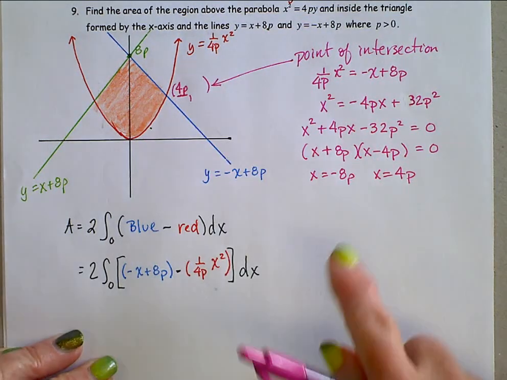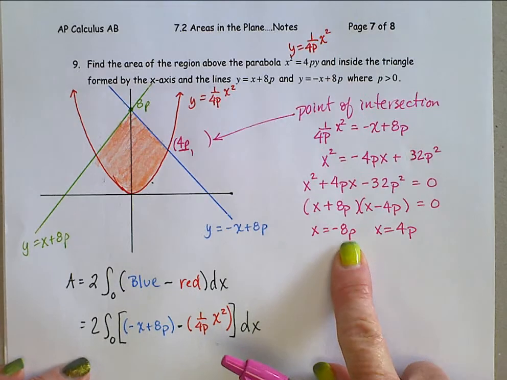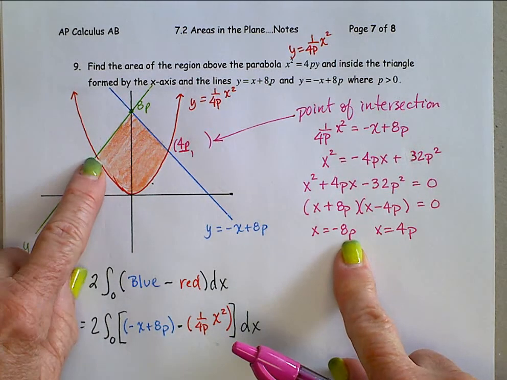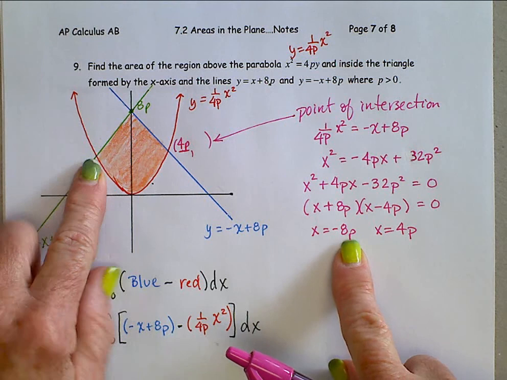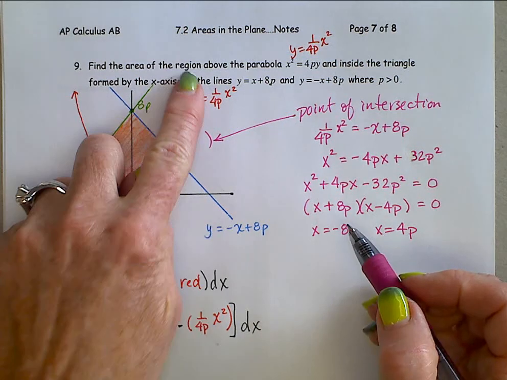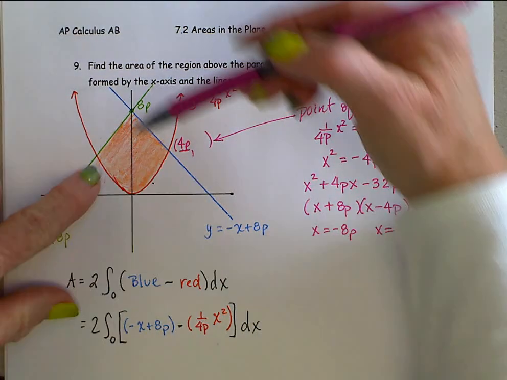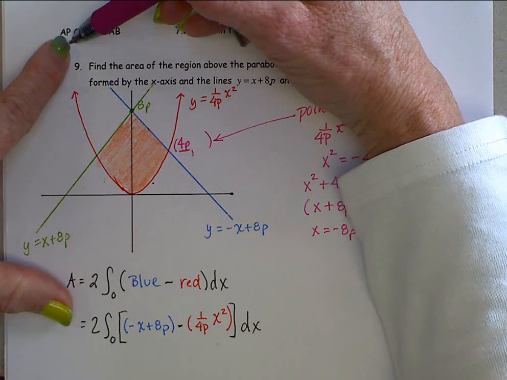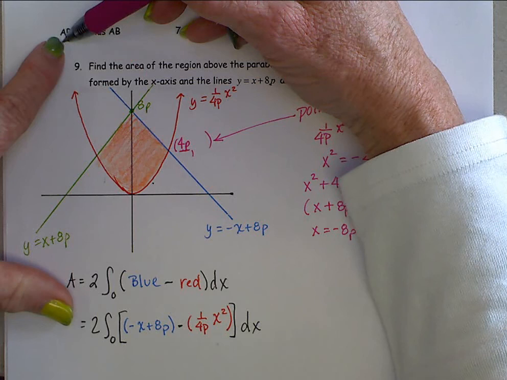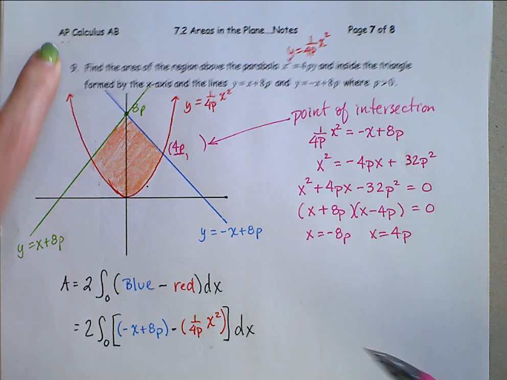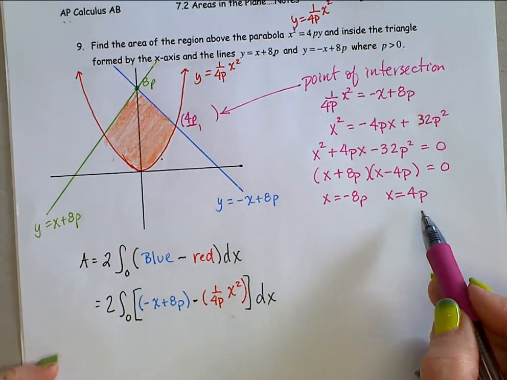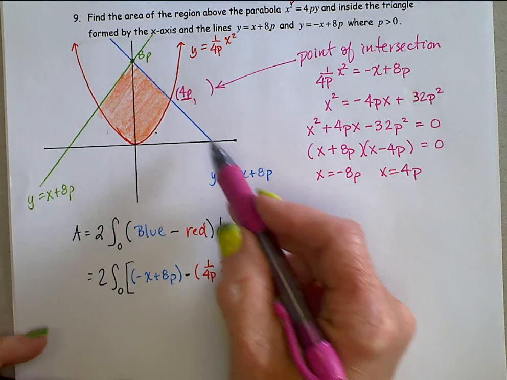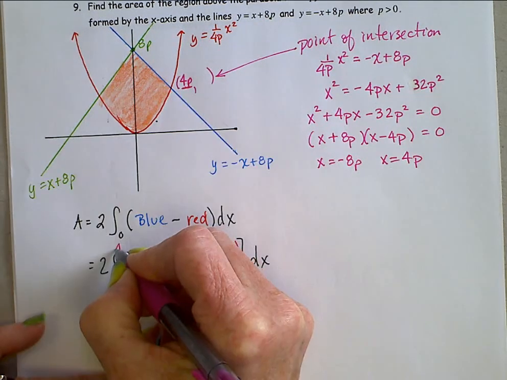This negative 8p is not this one over here, because we are intersecting this red parabola and the blue line. If you were to extend this blue line out here and extend the red parabola, that would occur at an x coordinate of negative 8p. For our purposes for this problem, we need that x coordinate right there as our upper bound.